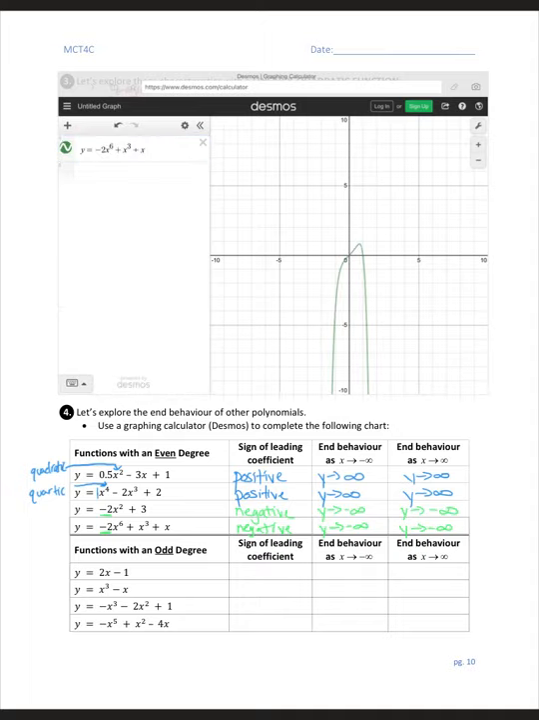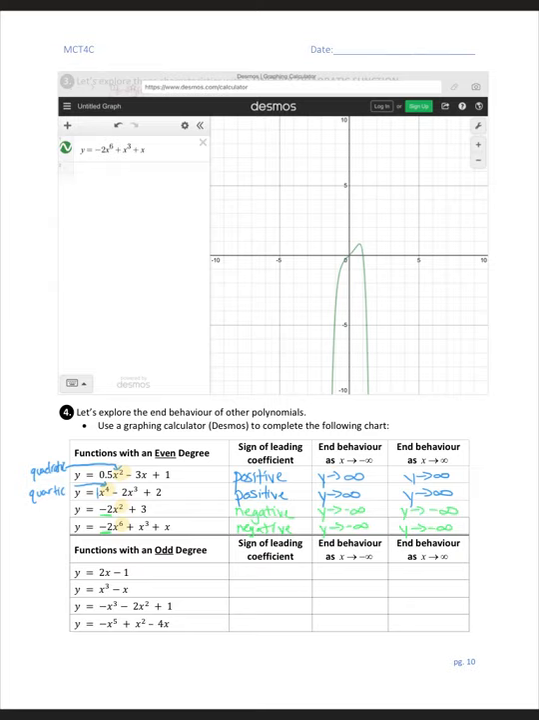So here's the last example all filled in. Again, we have a negative coefficient, and the end behaviors are approaching negative infinity, both when x is approaching negative infinity and when x is approaching positive infinity. Okay, so those are the even degree functions. We had a power of 2, a power of 4, and a power of 6 in this table. So those are all even degrees.